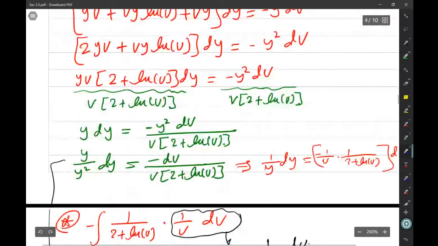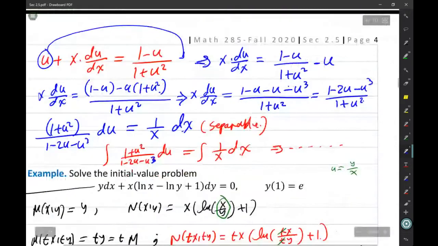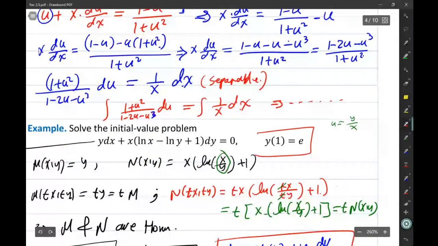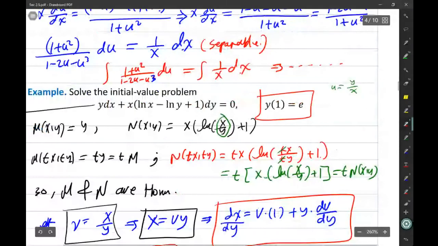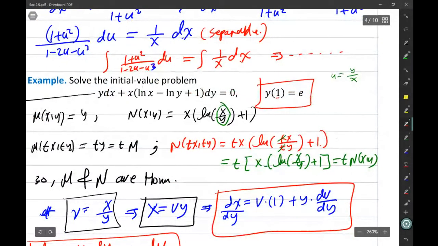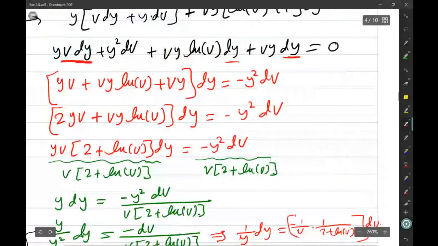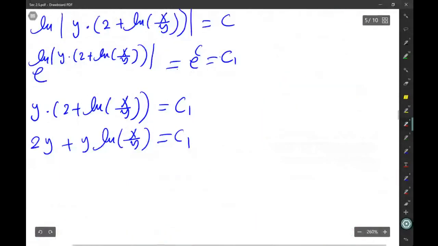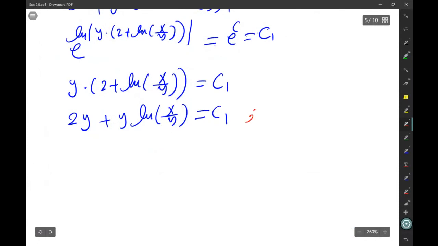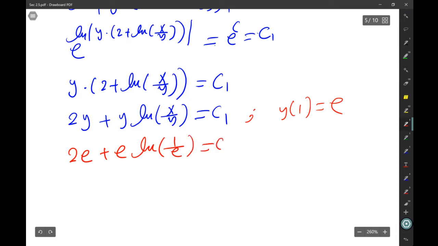Now this differential equation has an initial condition, which is y of 1 is equal to e. y of 1 is equal to e. The value of 1 is positive, well, e is positive. That's why I removed here the absolute value. But y of 1 is equal to e. Replace each y by e, and x by 1, it should be 2e plus e ln of 1 divided by e is equal to c1.